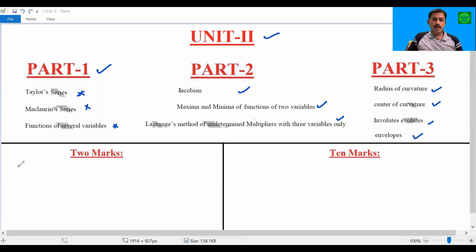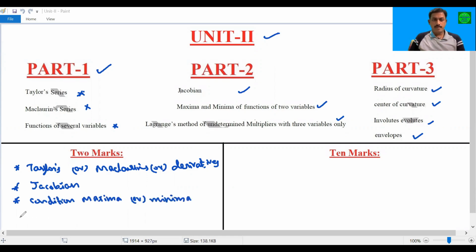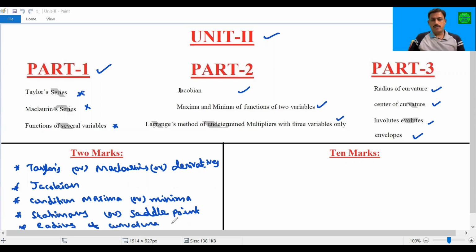For 2 marks, we have to go through Taylor series, Maclaurin's, functions of several variable based derivatives. And for this, simple problems in Jacobian, sometimes they may ask the conditions for maxima minima, sometimes they may ask stationary point, or sometimes they may ask saddle point, and they may ask radius of curvature formula. Also they may ask radius of curvature at the origin.